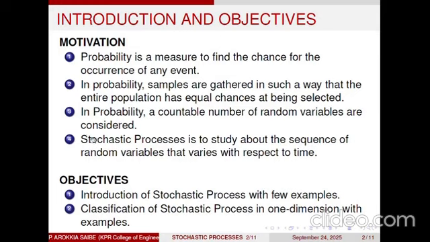So here the definition is: stochastic process is nothing but a study about a sequence of random variables that varies with respect to time. In this video, we are going to learn about the introduction of stochastic process with a few examples and its classification in one dimension, and also the examples in those types.